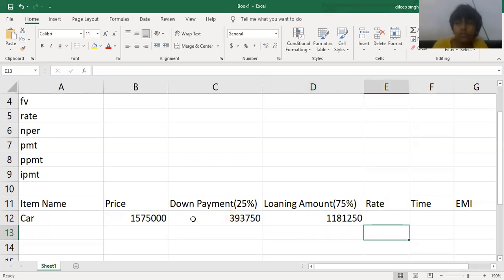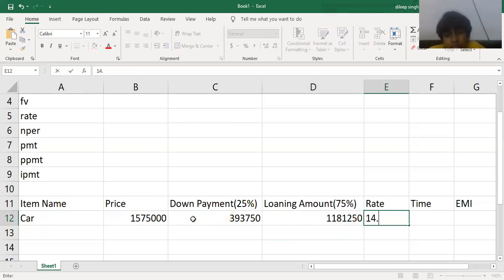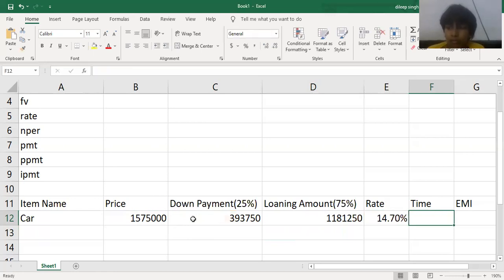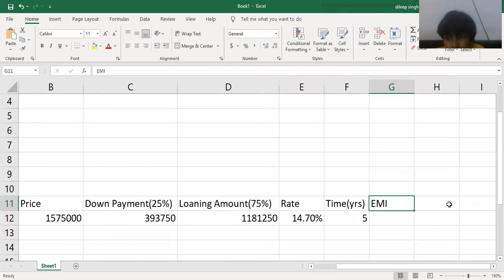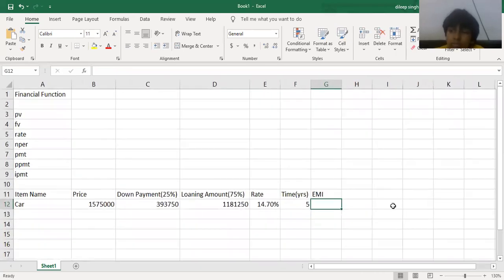11,81,250. And what will be the charge as a rate? Here we just type 14.7%, that is the interest rate. And how much time do you take to pay this installment? So we take 5 years. We are talking about the time in years. Understood? And what is the EMI? Equated monthly installment. What we have to pay as monthly installment?